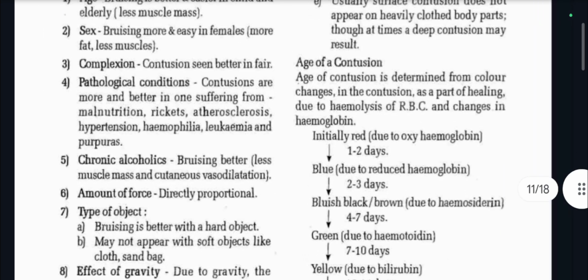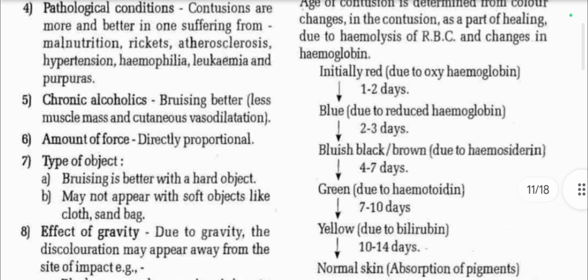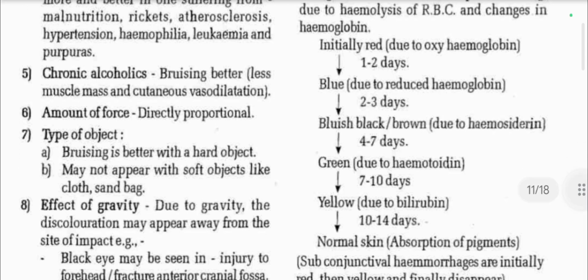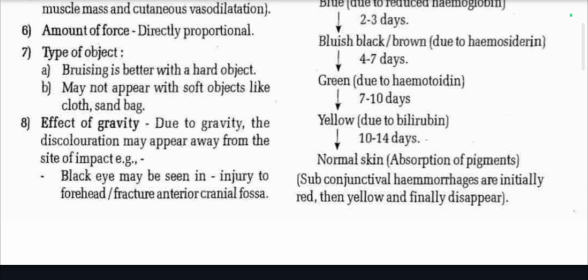Age of contusion, how are we going to determine it? Age of contusion is determined from color changes in the contusion as a part of healing, due to hemolysis of RBCs and changes in hemoglobin. Initially it is red due to oxyhemoglobin. After 1 to 2 days it turns blue due to reduced Hb. After 2 to 3 days it turns bluish black or brown due to hemosiderin. After 4 to 7 days it turns green due to hematoidin. And after 7 to 10 days it turns yellow due to bilirubin.